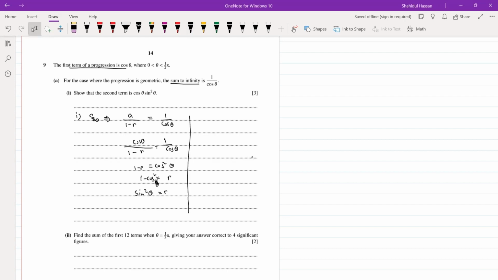We know that for a geometric progression, you have a, ar, ar square, ar cube, ar to the power 4, and so on. So from here, what is the second term? The second term of this geometric series is ar, and that will be equal to a value, what? A is equal to cos theta and r is equal to sine square theta.